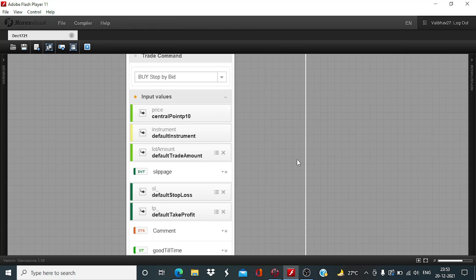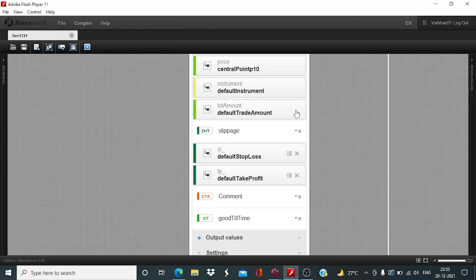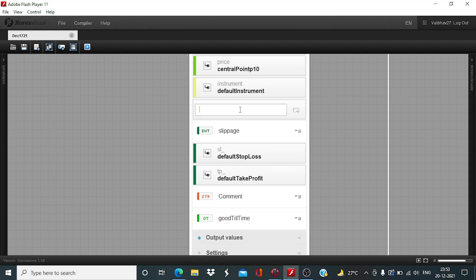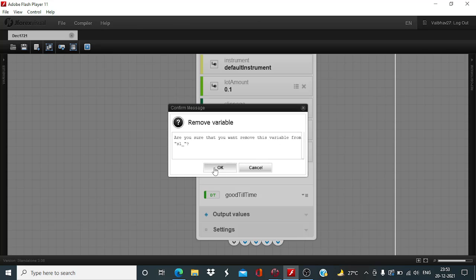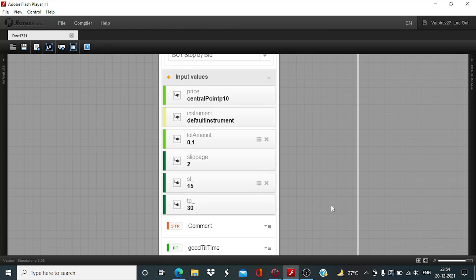Okay, so we will now start defining the conditions. Default instrument remains as it is, Euro USD. Trade amount I will change to 0.1 million. Slippage is going to be 2 pips. Stop loss, since we are dealing with the hourly time frame, I think 15 pips stop loss coupled with the target price of 30 pips should be good enough, bringing us a risk reward ratio of 1:2.